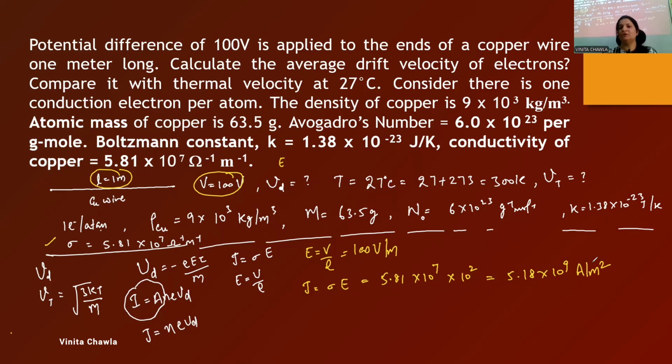अब J आ गया, सॉरी J आ गया. अब क्या करेंगे हम? J is NEVD, so we can write VD as J upon NE. Now put the values. Value of J, value of N, and value of E. How will you find N? Do you know the value of N? The value of J we know. Value of E is known to everyone. It's just charge on one electron. We know the charge value of one electron.